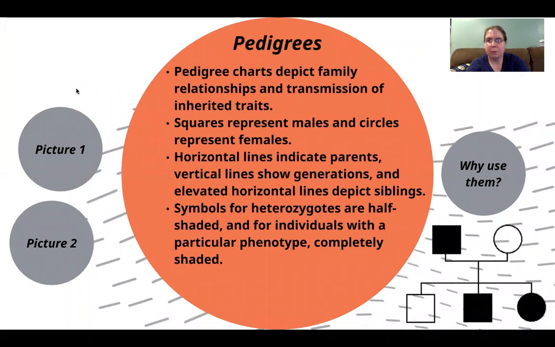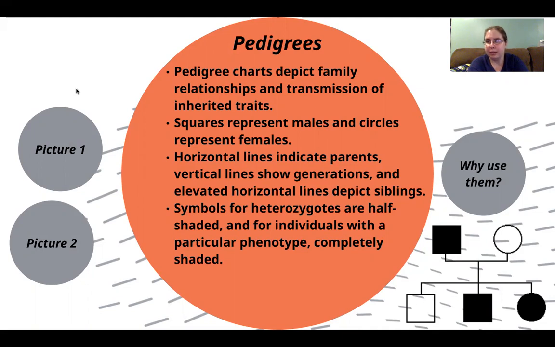So first let's talk about pedigrees. Pedigree charts depict family relationships and transmission of inherited traits. So it's kind of like a family tree, but we're going to use shapes and symbols and shading in order to track a certain trait through the different generations. Now we mentioned that they have symbols.